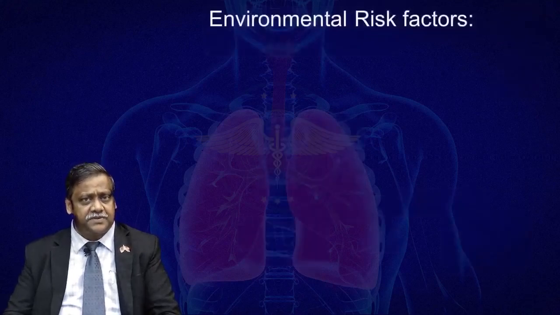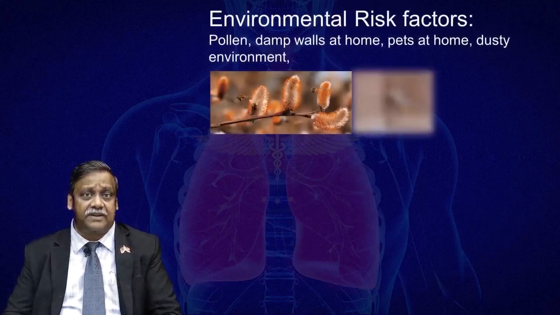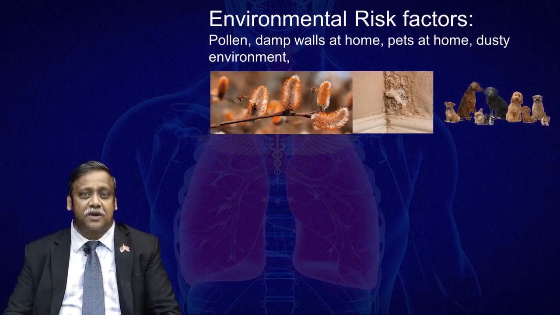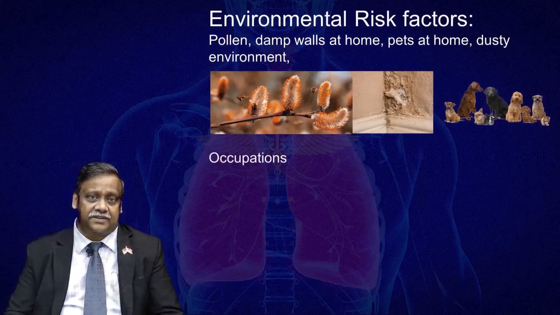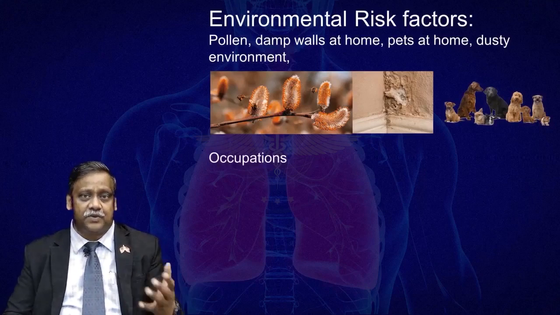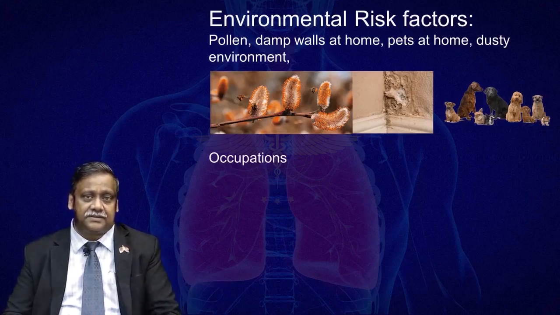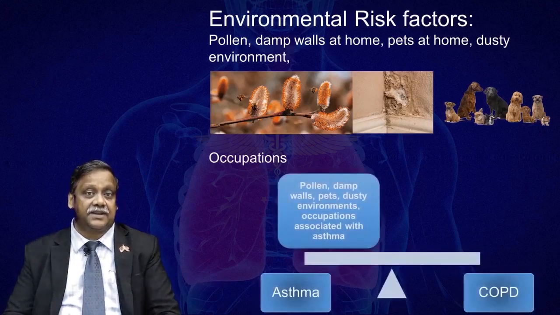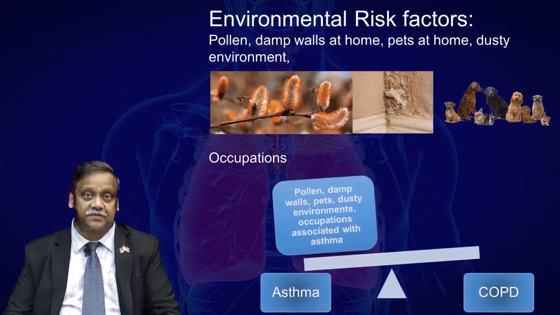Do your symptoms get worse when you're exposed to pollen grains, or do you have damp walls at home? Do you have pets such as cats at home? Is your house very dusty? What kind of occupation are you associated with? Certain occupations are very strongly associated with asthma, for example bakery workers, soldering, welding. So if the answer to any of these environmental risk factors is yes, then we know that the patient is more likely to have asthma than an underlying COPD.